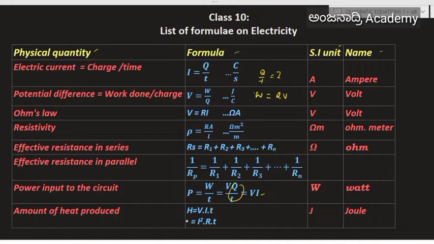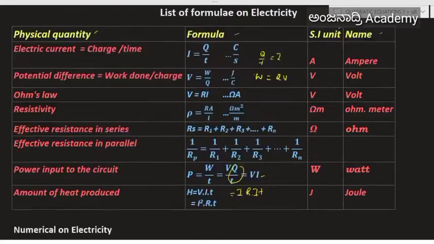Amount of heat produced, H is equal to VIt. From Ohm's law we know V is equal to IR, so H is equal to IR into It, that is I square R t. The SI unit of heat produced is joule. These are the list of formulae you have to remember.